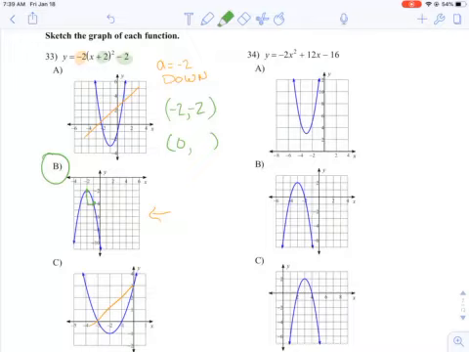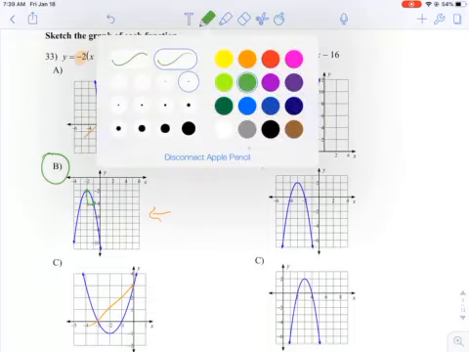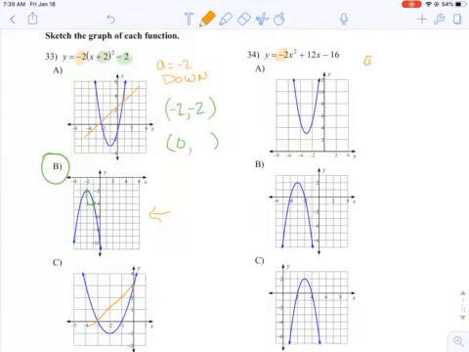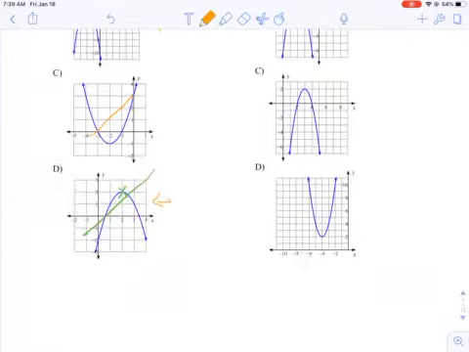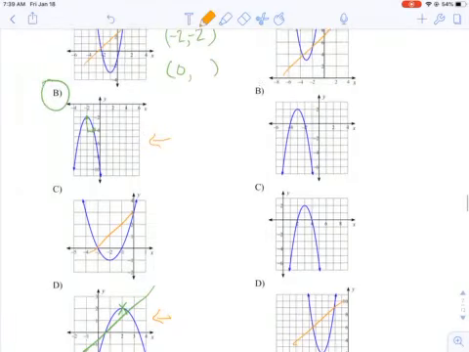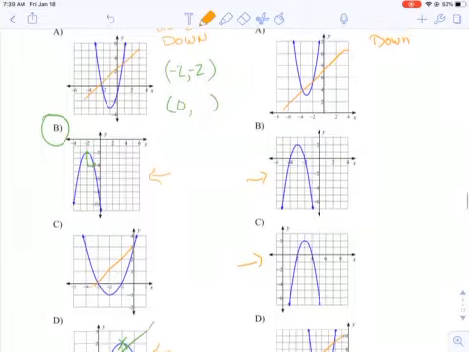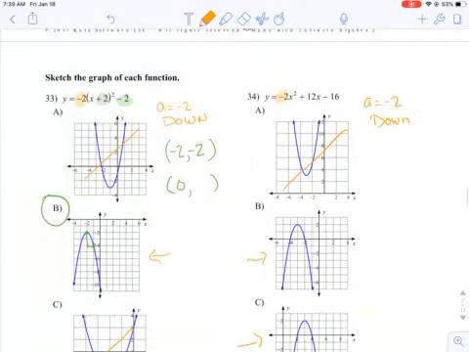Okay, so the next one, you can see that the a value is, well, actually, let's use orange again. The a value is negative 2. So since a equals negative 2, it's going down. So that can't be the answer, and that can't be the answer. So we only have this possibility or this possibility. So we're going to go find the vertex.